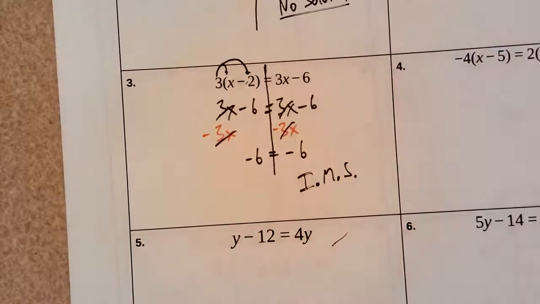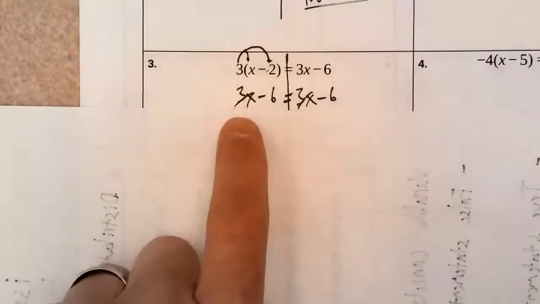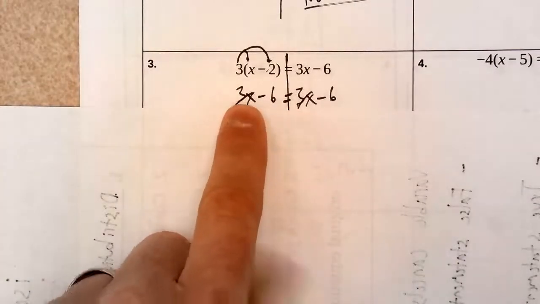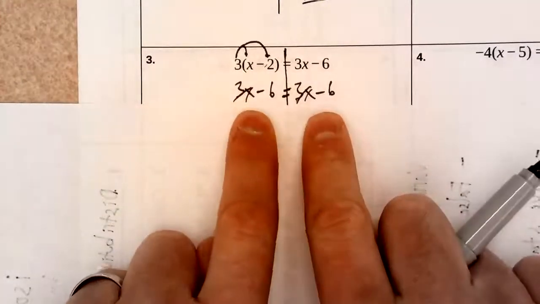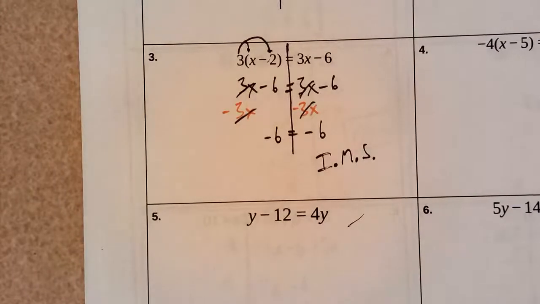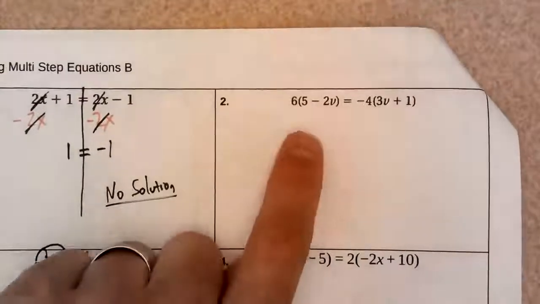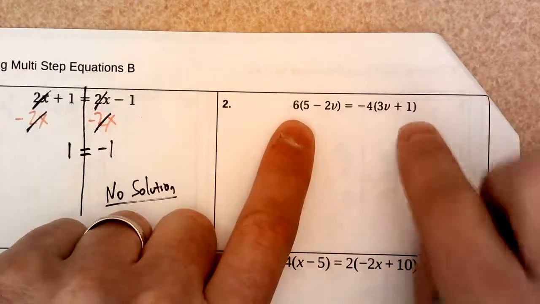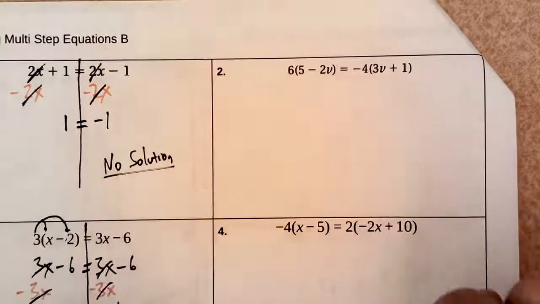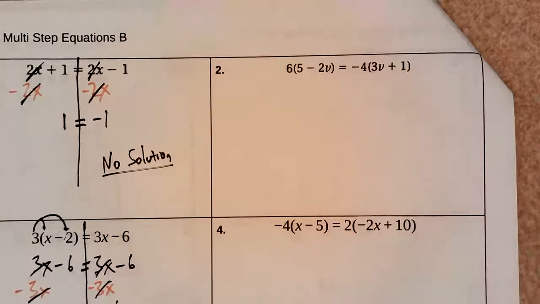I'll also point out that after you use the distributive property, if you notice that these are exactly the same equation on both sides, then you know it's infinitely many solutions, just so you know. Okay, good. Here's what I would like you to do next. Try number 2 on your own. Give it your best shot before playing the video and seeing the solution. So go ahead and pause the video.